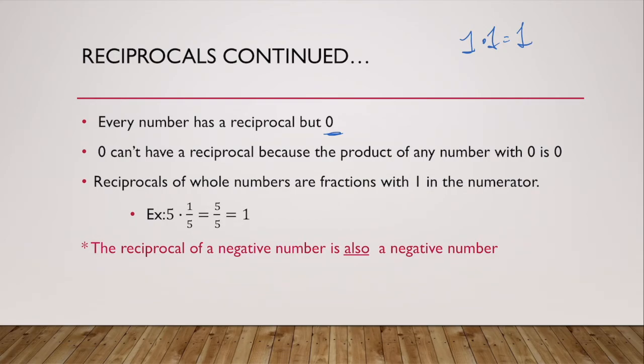Reciprocals of whole numbers are fractions with 1 in the numerator. For example, 5 times 1/5 would be 5/5, which is 1. The same holds true for integers. So if I had negative 3, its reciprocal would be a negative 1/3. Again, they gotta have the same sign. That would give me a positive 3/3, which is 1. I have a note right here that I mentioned earlier. The reciprocal of a negative number is also a negative number.